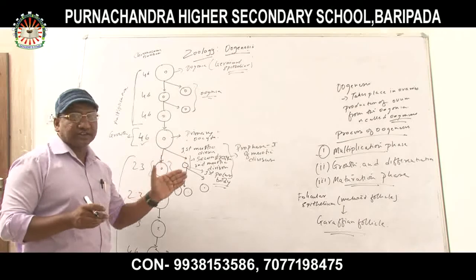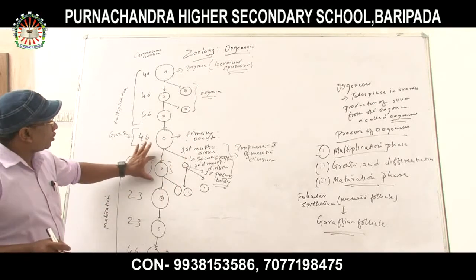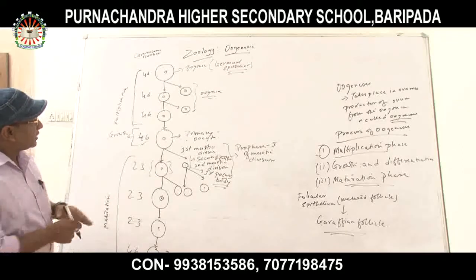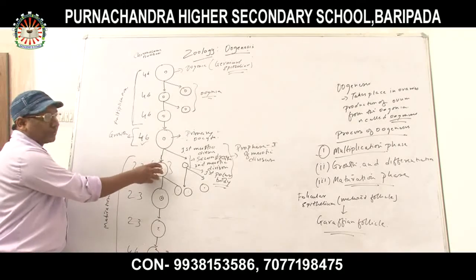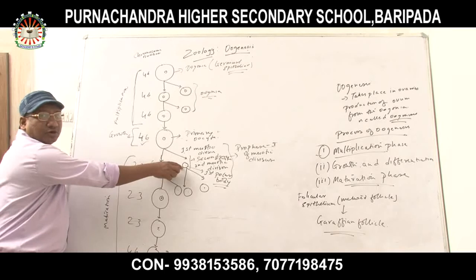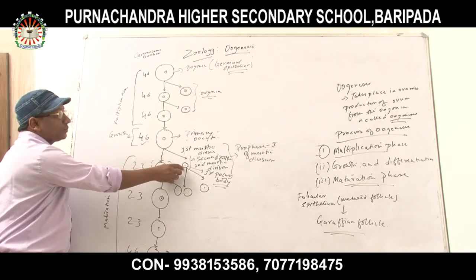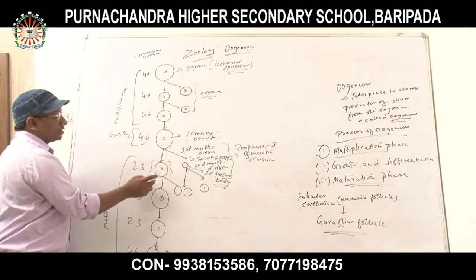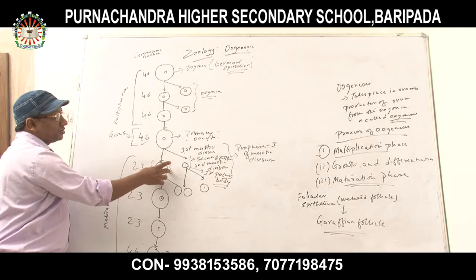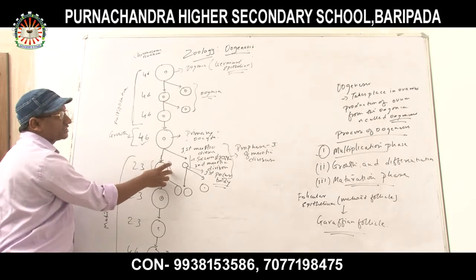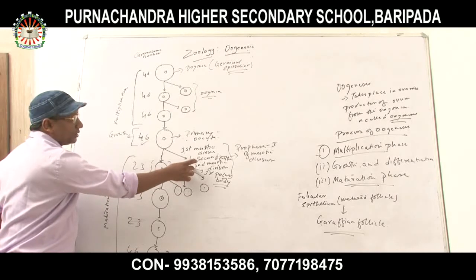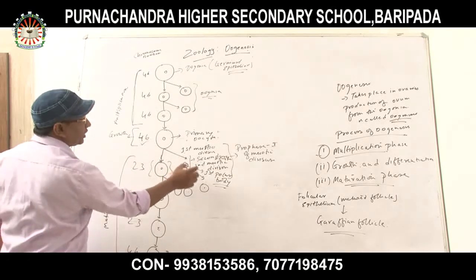Why is it called a non-functional ovum? In the ovum or secondary oocyte, dense cytoplasm is there, but in the polar body no dense cytoplasm is present. As a result, fertilization in the polar body is very rare. So we consider this one as the secondary oocyte, and this one as the polar body.